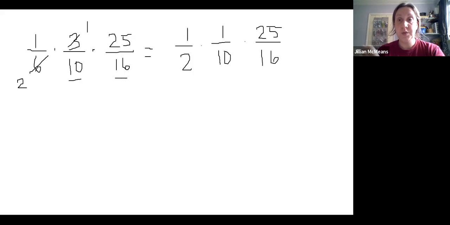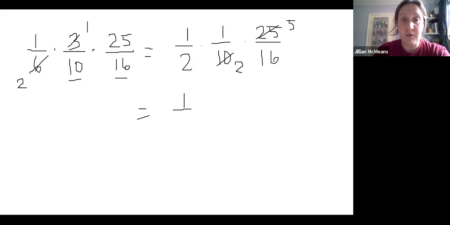So what we want to do is divide 25 and 10 by 5. Sorry, I said that wrong. I'm sure that was very confusing. Please forgive me. So 25 divided by 5 is 5. 10 divided by 5 is 2. So let me clean it up again. I now have 1/2 times 1/2 times 5/16.